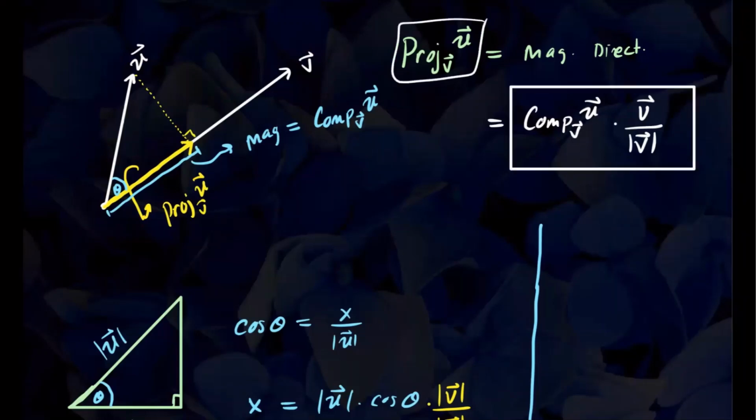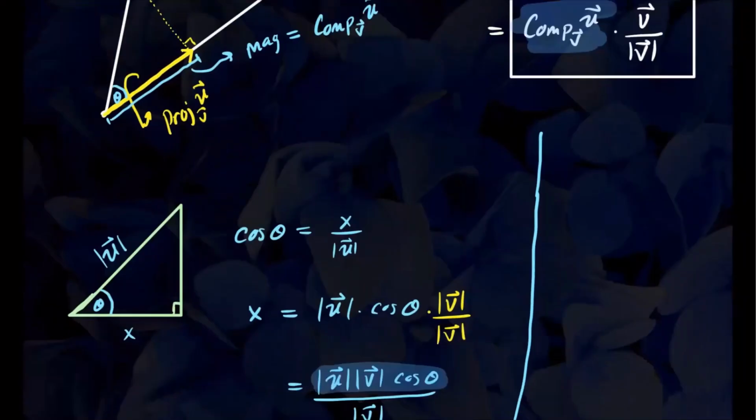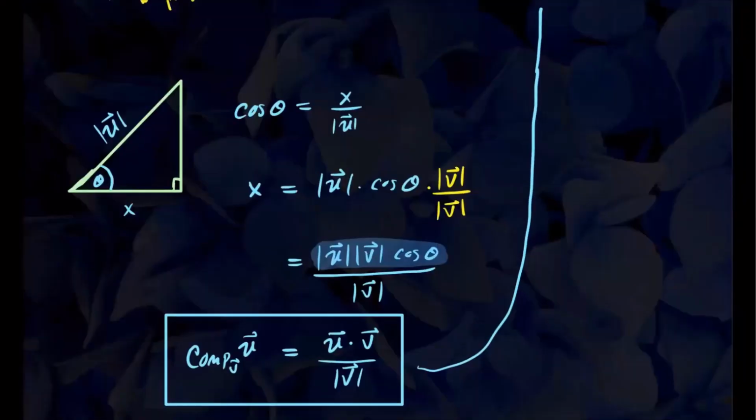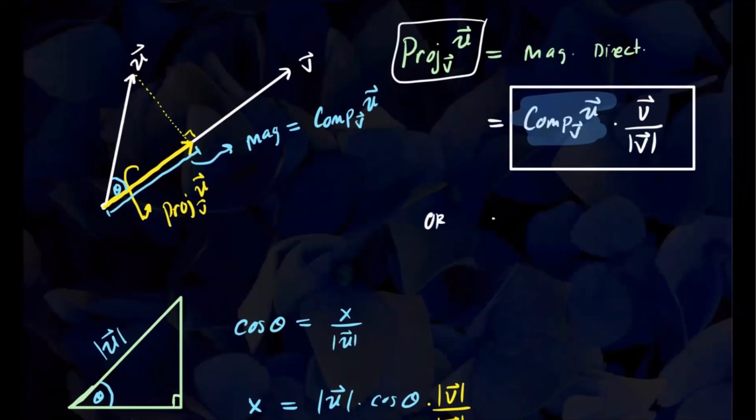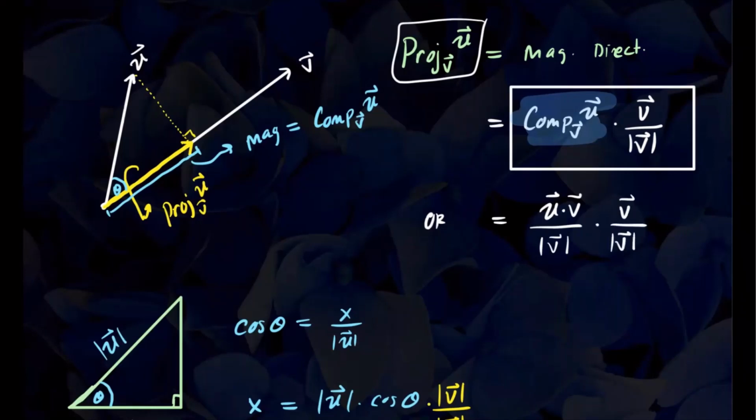Now you can reformulate this. For example, this piece right here, you can write it in terms of the dot product of the two vectors. So I'm going to rewrite this for you again. We can say that this can also be written as u dot v divided by the magnitude of vector v. And of course, we still carry over v over the magnitude of v.